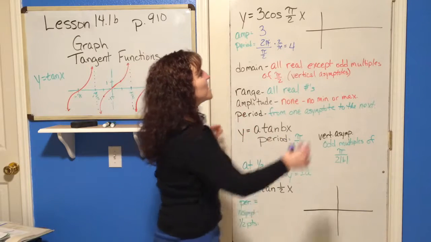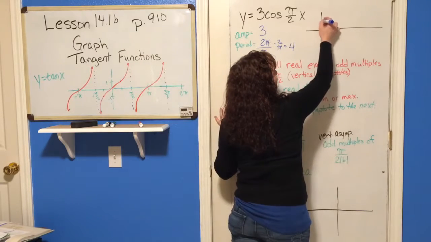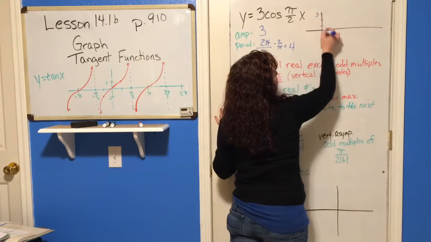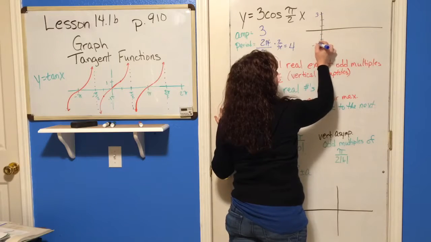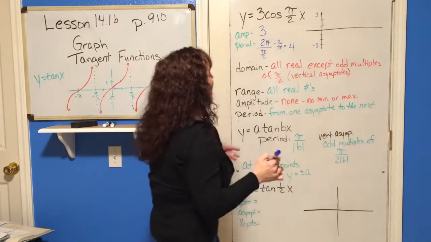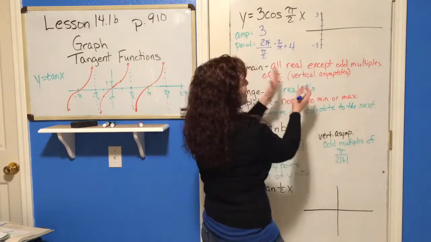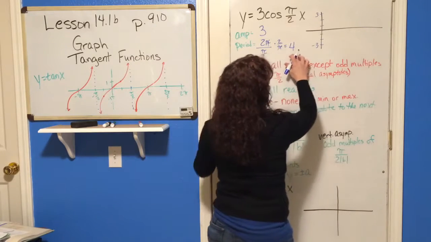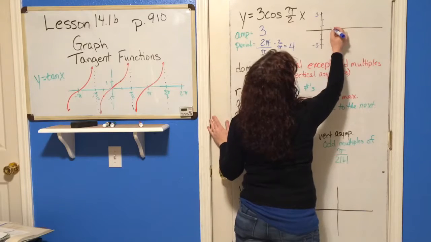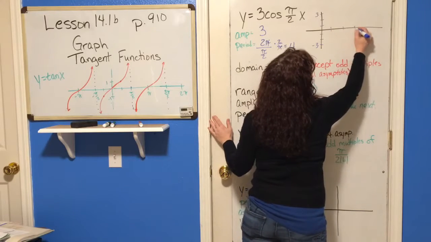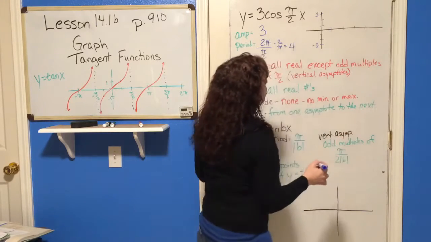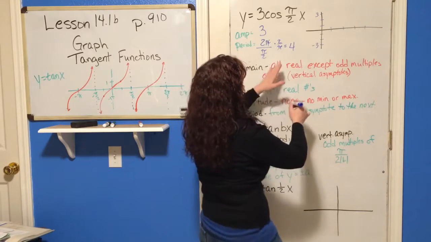So this means that the height is going to be up to 3 and down to -3. That's the amplitude. And then the period is how long it is. And so this is going to be 4 long. So we're going to go 1, 2, 3, 4. Okay, I should have spread them out a little more, but that's okay.